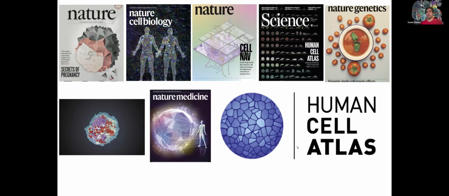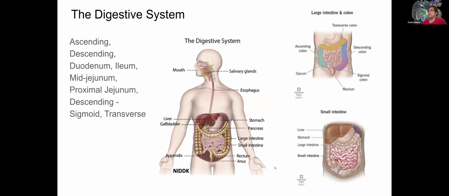These are the different journals that the Human Cell Atlas has published in. And then in the Snyder Lab, we focus on the digestive system, or the gut biological network, and the gut cell atlas. We can see here the different organs of the human intestine, of the gut, and in the large intestine and colon, we have the different organs: transverse colon, ascending colon, descending colon, cecum, and sigmoid. So those are the different organs that are found in the digestive system.